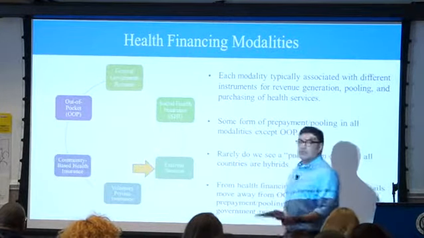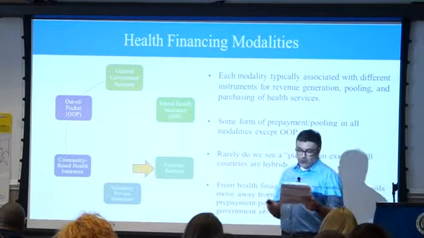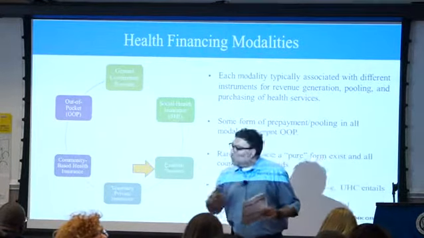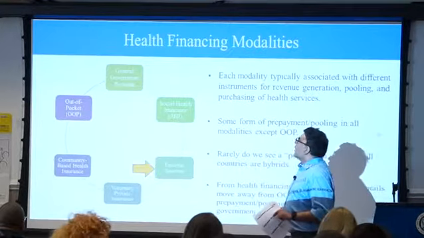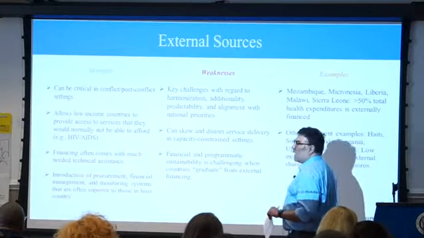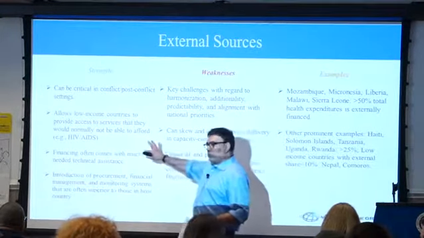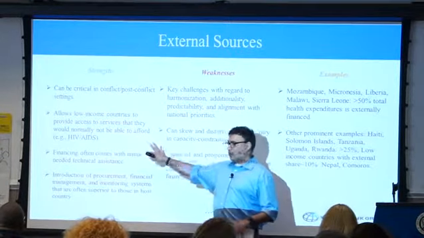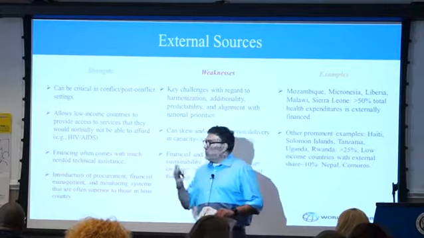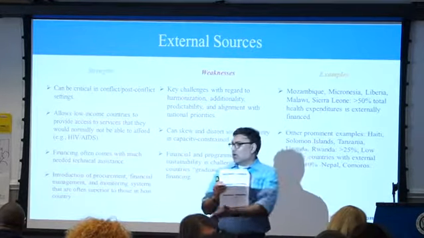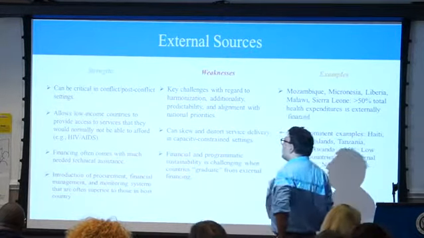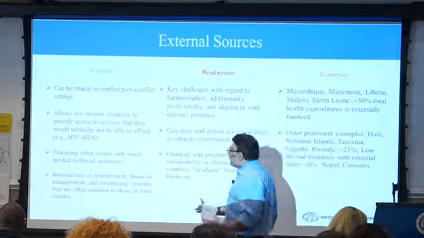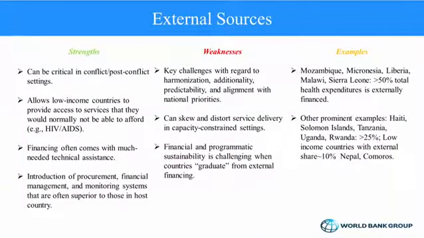So basically for the last 10-15 minutes, I just wanted to get your sense. I think you've already talked about the pros and cons of external financing. So I think the pros are also important, right? External financing can, for some low-income countries, be very important, especially for HIV/AIDS, immunization, Global Fund, earmarked funds. And financing can also come with much-needed technical assistance, but there are some cons that you already mentioned.